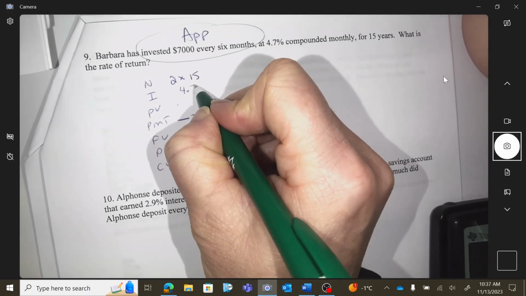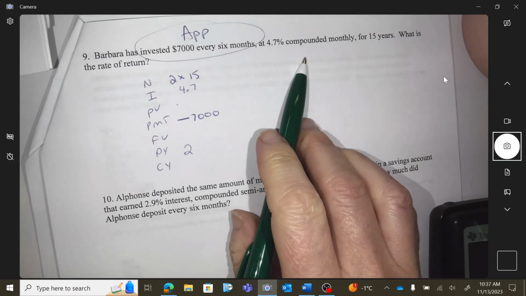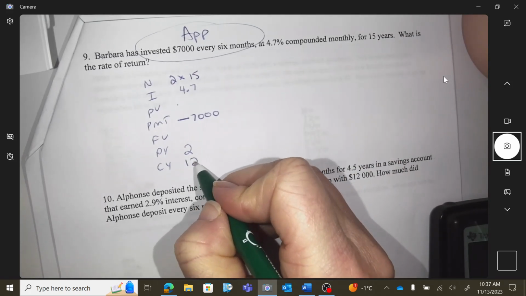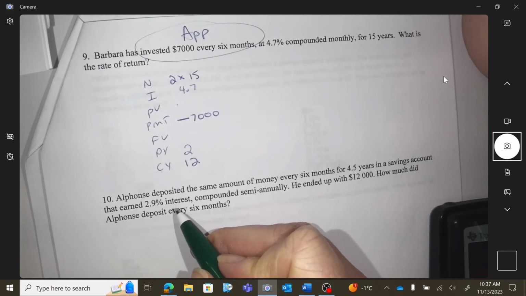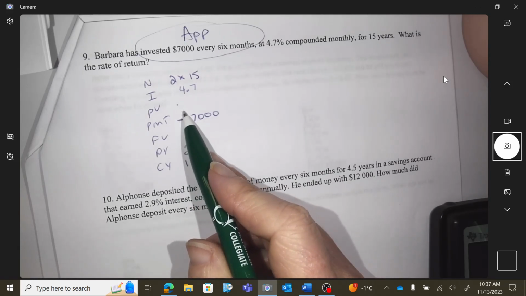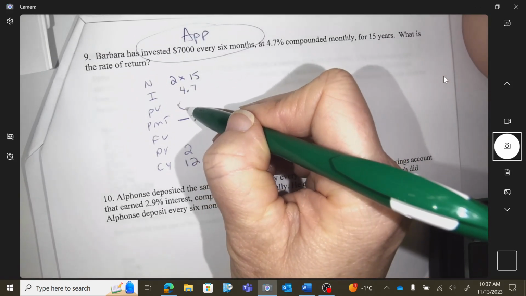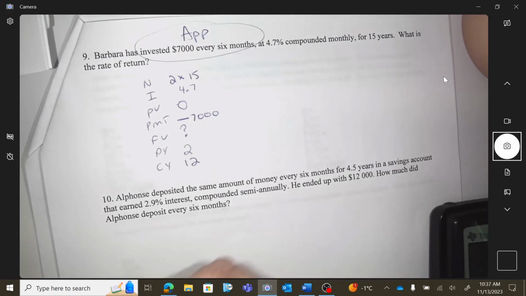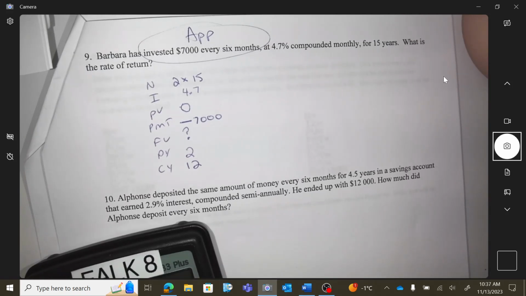4.7. Compounded monthly, so that's the bottom 12. What is the rate of return? So what's going on with previous? What are you putting there? 0. And here I'm putting future, question mark. Okay, get me that answer.